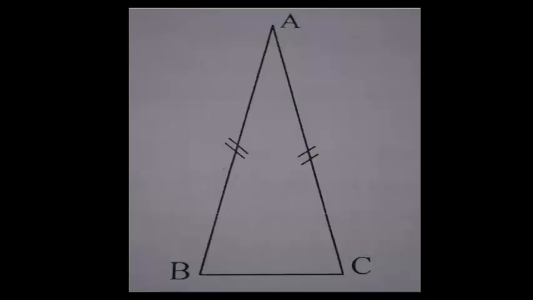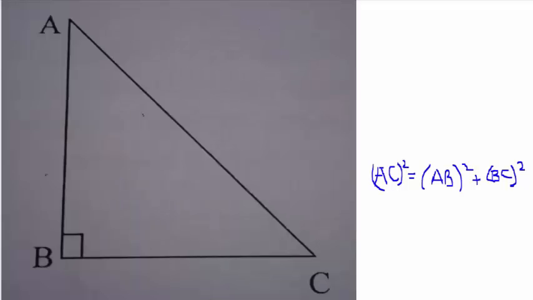Our second type is an isosceles triangle. A triangle with 2 sides equal, that is with congruent sides, is called an isosceles triangle. The angles opposite to the congruent sides are also equal in such a triangle. In the above diagram, angle B is equal to angle C. That is, they are congruent angles. Also, length AB is equal to length AC.